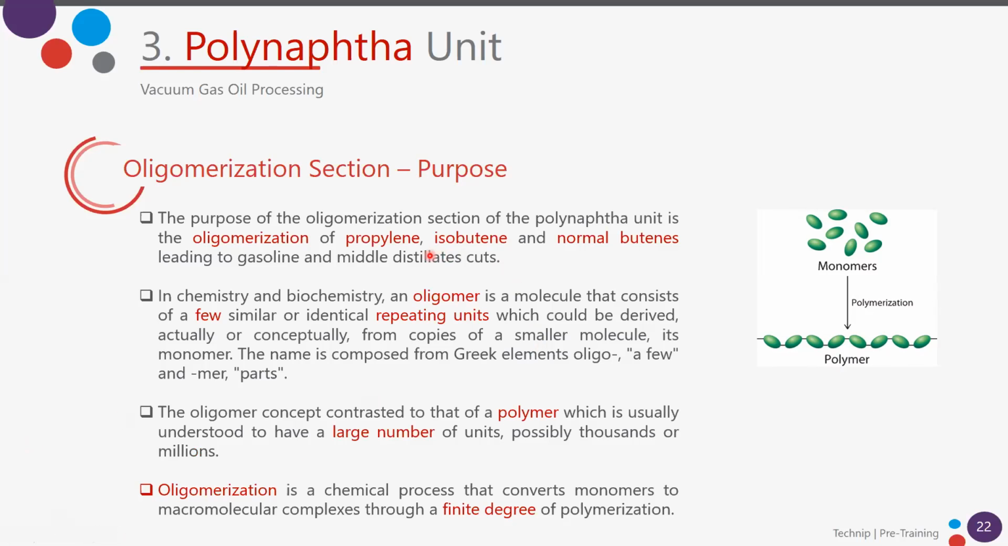So the purpose of the unit is the oligomerization of propylene, isobutene, and normal butene to produce gasoline, and we will produce also some distillate. And we have here the definition and the difference between an oligomer and a polymer.